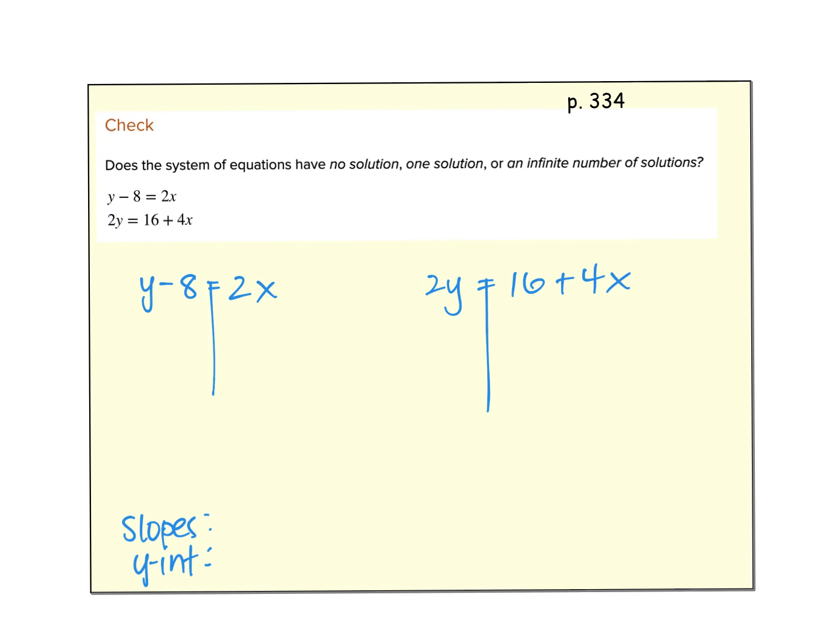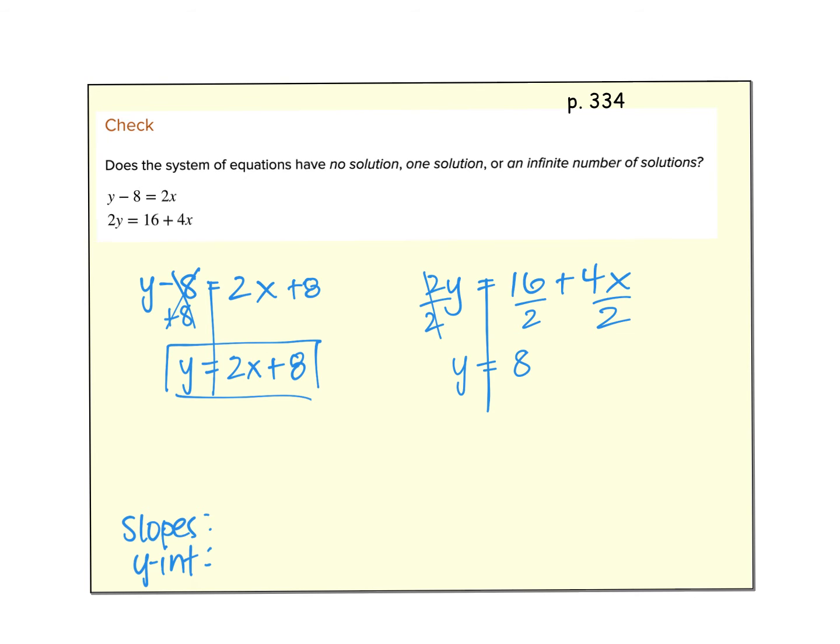All right, so if you tried the first one, hopefully you moved this 8 to the other side first. You end up with y equals 2x plus 8. That one didn't take a ton of work. Okay, done with that one. The second one, not a ton of work either. I just need to divide everything by 2. If I do that, I get y equals 8 plus 2x. Now, I like to rearrange it. You guys know that. Put the x first. It's positive 2x and positive 8.